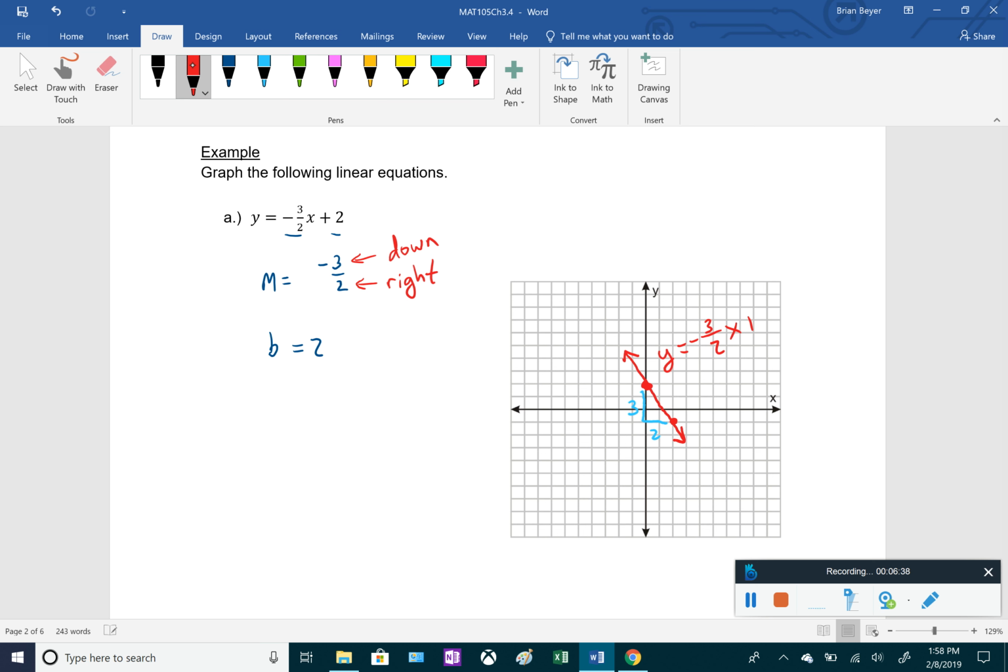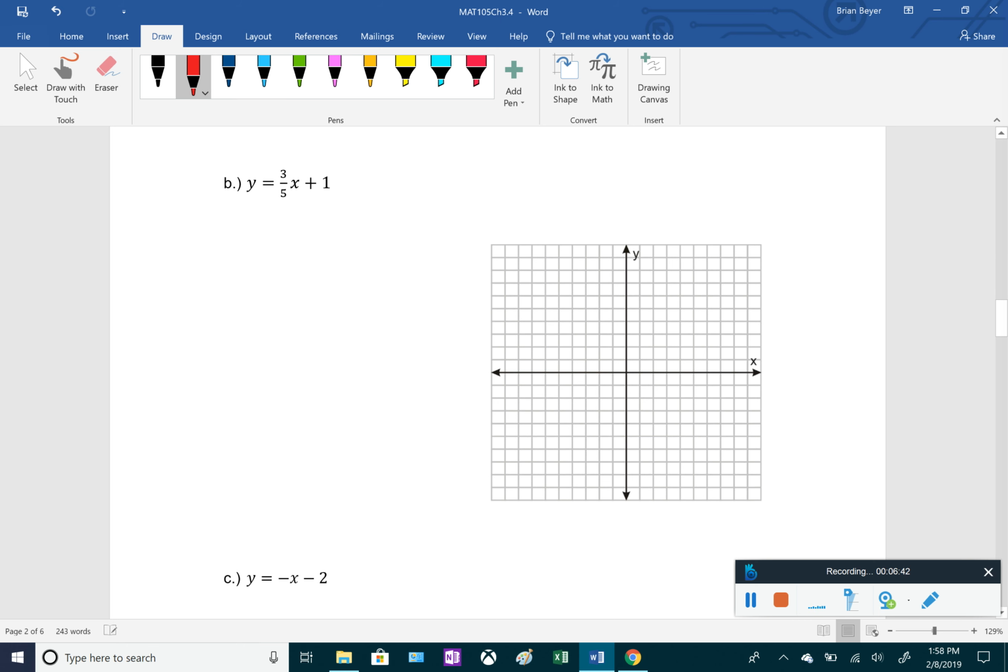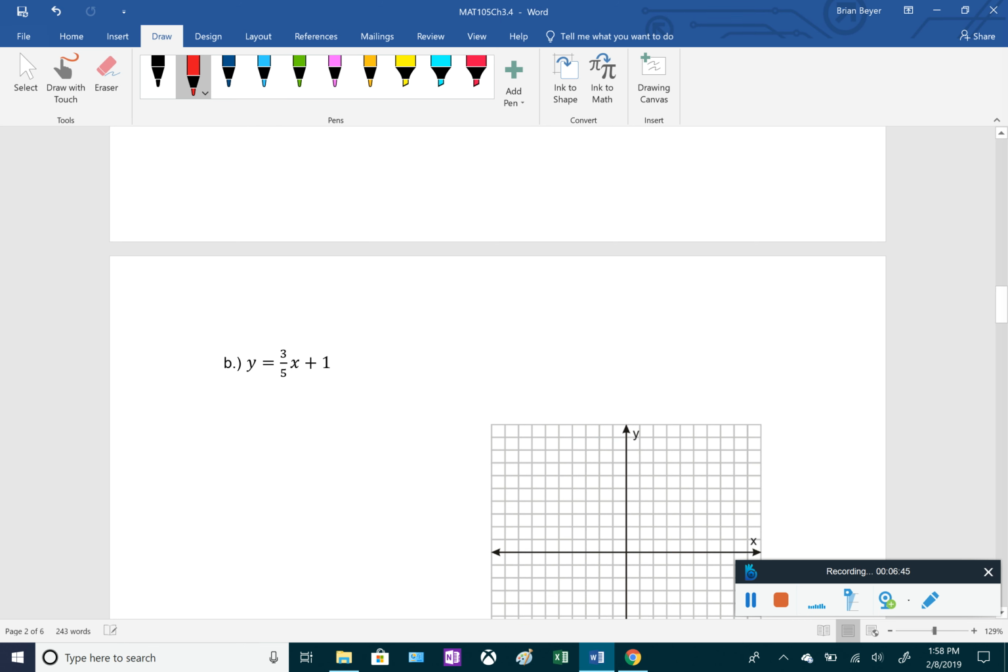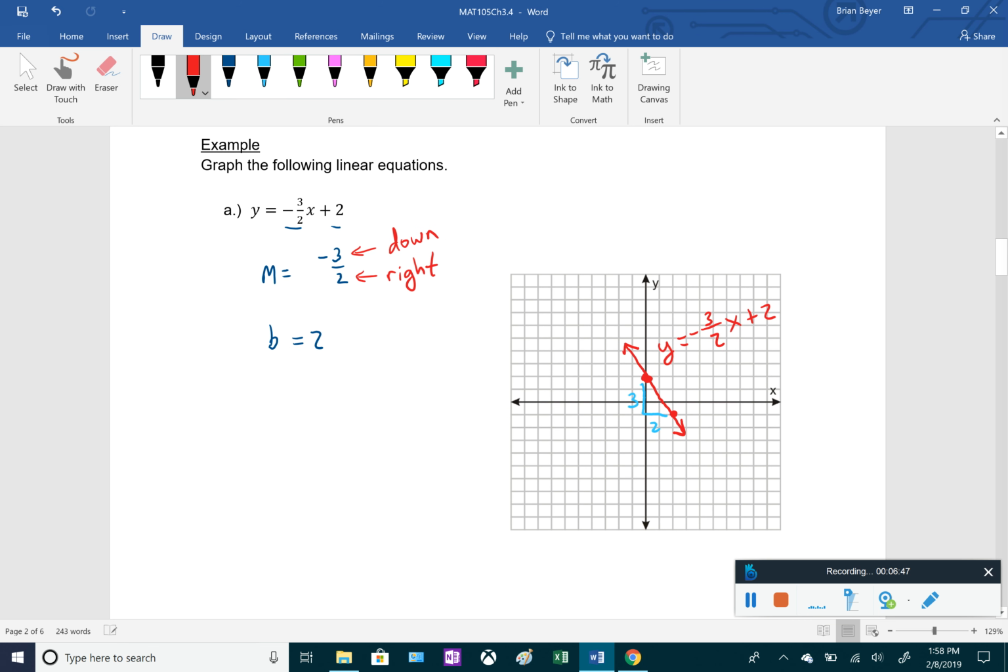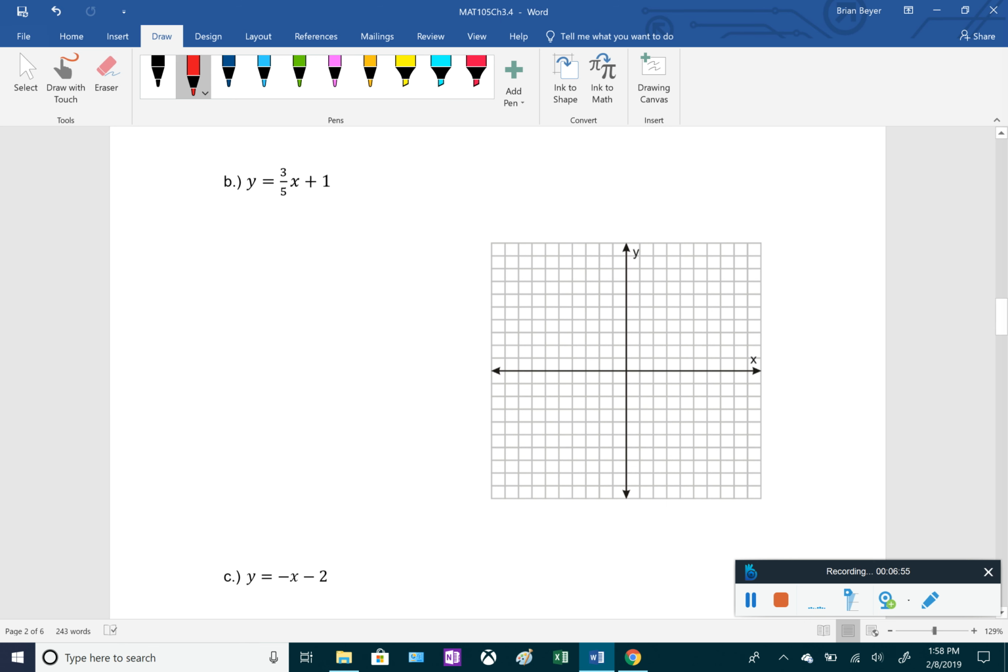Okay, and then for the next one, y equals 3/5 x plus 1. Well, going back to the other one real quick, we can see that we have a negative slope. So that means our graph should be falling from left to right, which it is. That's kind of a good way to check to make sure you didn't mess anything up also.